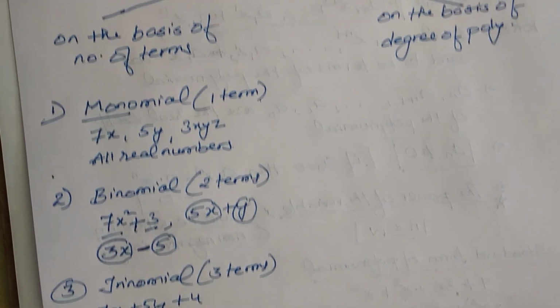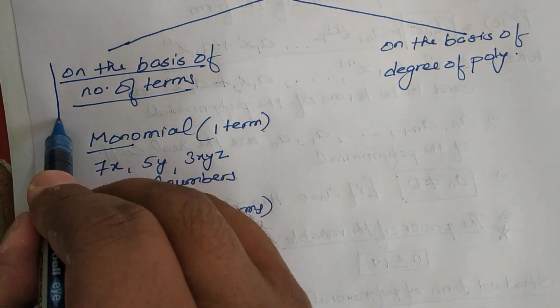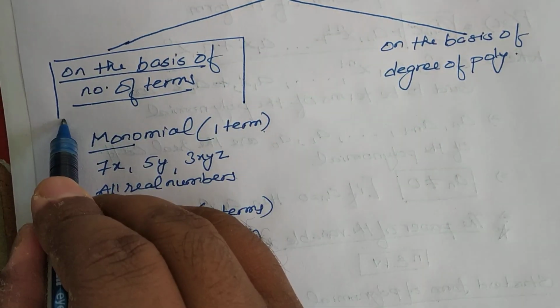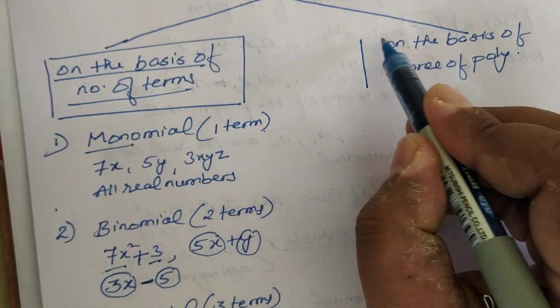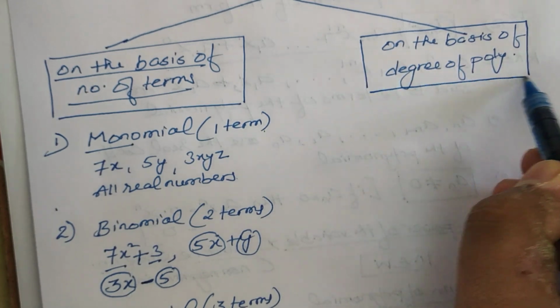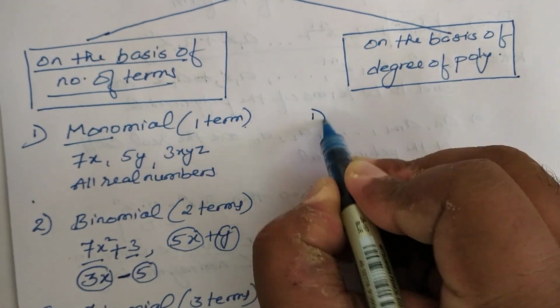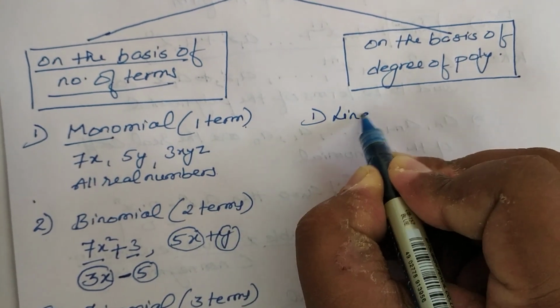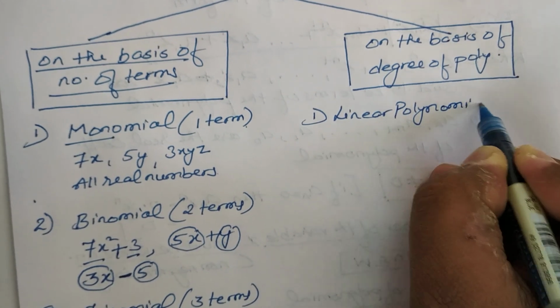So these are on the basis of number of terms. So these are the first category of polynomials. And the second group of polynomials, they are classified on the basis of the degree of the polynomial. So first is a linear polynomial. A linear polynomial is of degree 1.